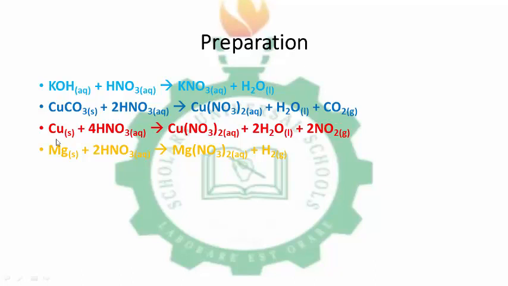Now this copper metal and magnesium metal both reacting with the acid triazonitrate acid to form the nitrate or the triazonitrate salt of copper and magnesium. Now please take note that when copper reacts with the acid, NO2 gas is formed, which is nitrogen 4 oxide gas. But when magnesium reacts with the acid, hydrogen gas is liberated.